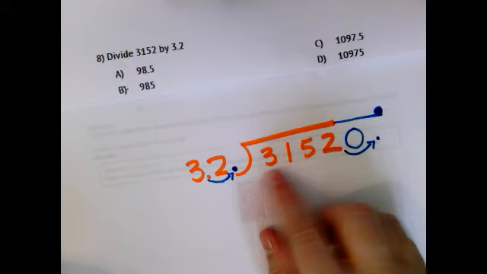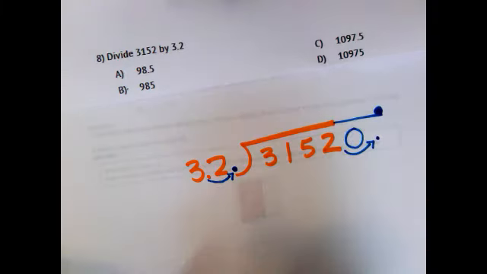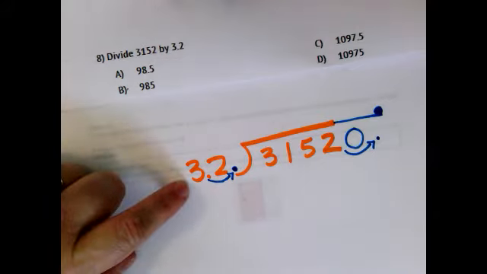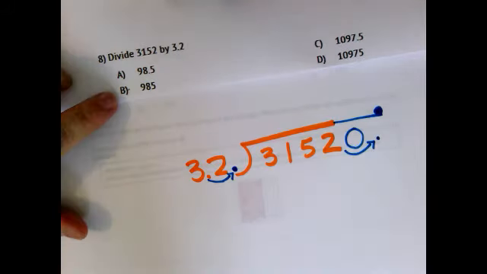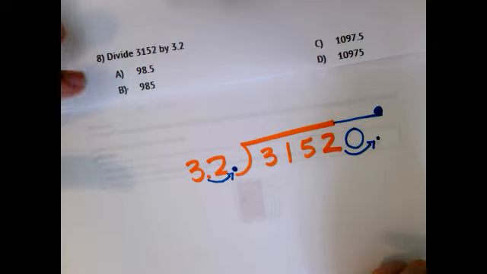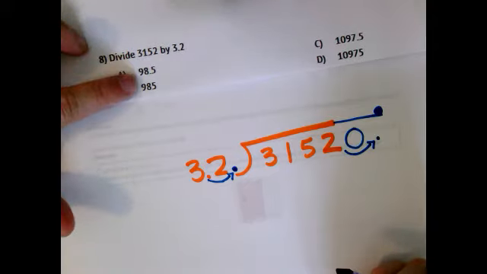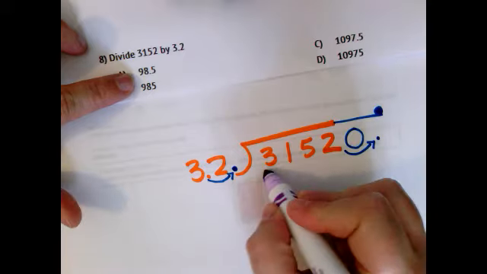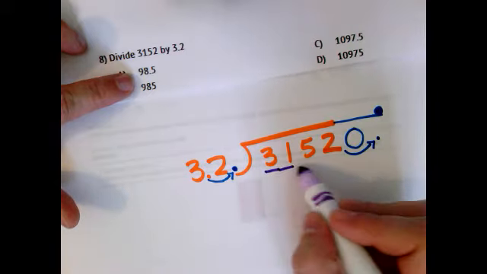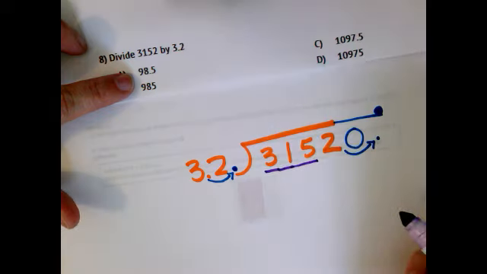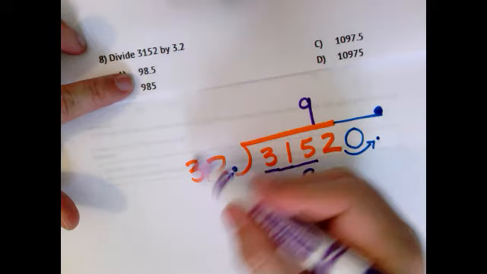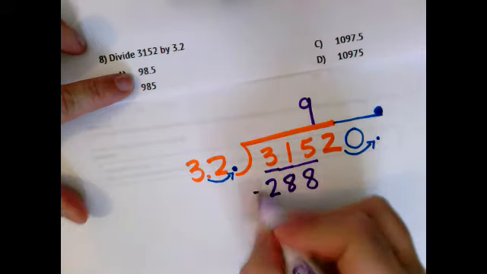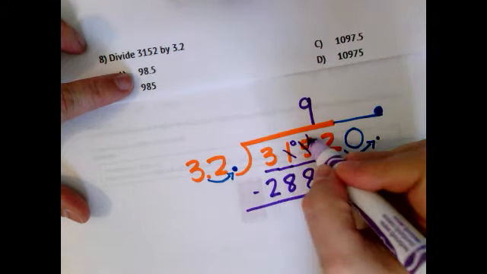Now I'm dividing 31,520 by 32. Now, I don't know my 32 times tables. So a great testing strategy is if you have multiple choice answers, look at your answers to figure out where to start. So I'm actually going to start with a 9. I know that 32 can't go into 3. It can't go into 31, but it can go into 315. So I'm going to put a 9 up here and try that. 9 times 2 is 18. 9 times 3 is 27, plus 1 is 28. All right, and then I'm going to have to do some borrowing here.